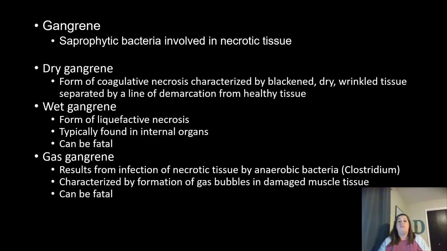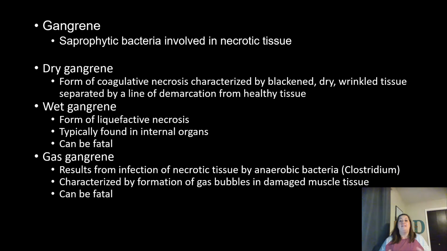This results from infection of necrotic tissue by anaerobic bacteria, specifically Clostridium bacteria. They like the anaerobic conditions where there's no oxygen. As long as there's no oxygen, they can grow and flourish. This is characterized by formation of gas bubbles. They actually produce a gas.